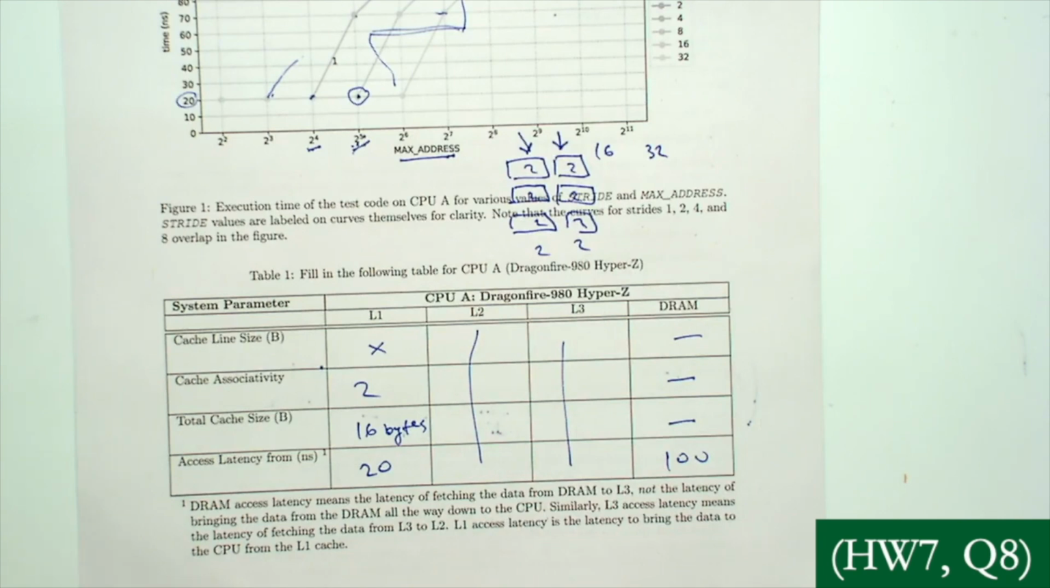Yep. So why do we know that there's no L2 cache? Why can't it be like a really big cache?